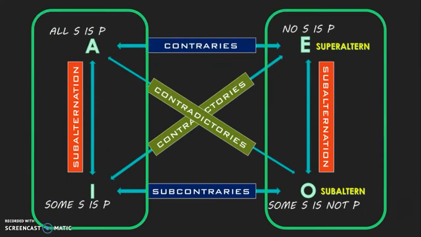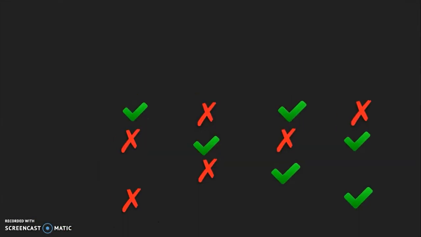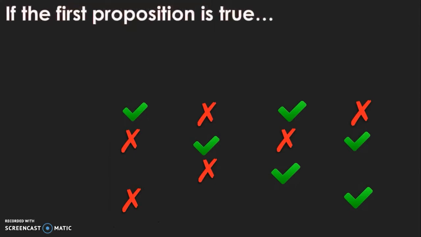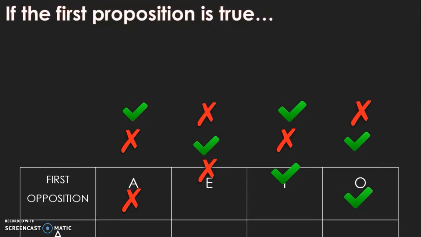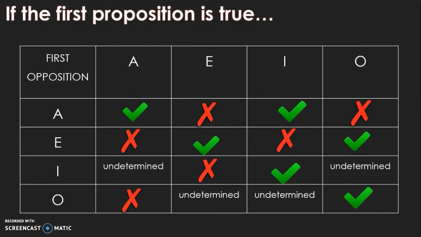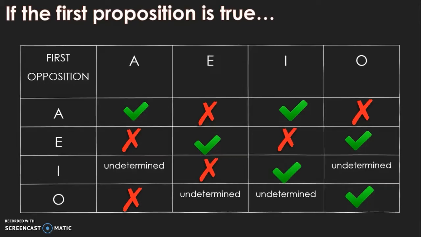Okay, this is subalternations. Okay, I have a formula that I got from the book. If the first proposition is true, for example, we took A. If the A proposition is true, E is going to be false, I will be true, and O will be false.